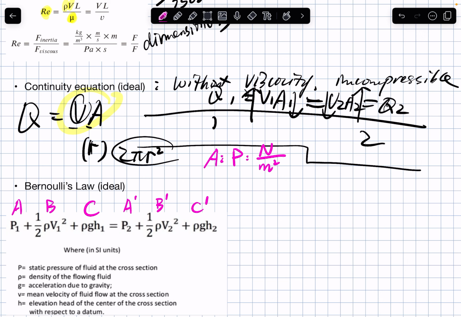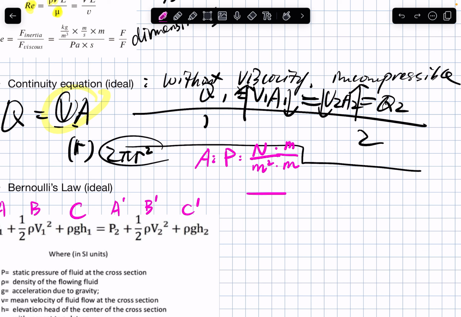Now if I multiply by another meter, it doesn't change, because I can really cross it out. But if I don't cross it out, you see this Newton times meter gives me joule. This is work, force over some distance. That gives me joule. And then this meter squared times meter is meter cubed. This is basically volume.